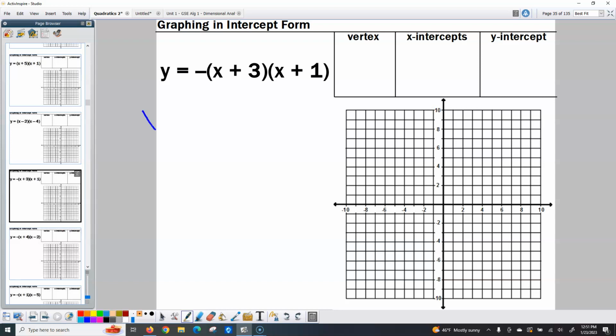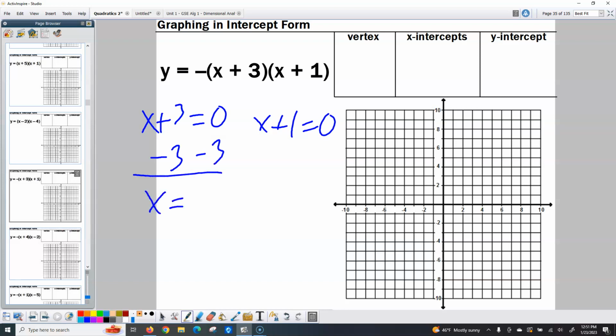So I'll have x plus 3 equals 0 or x plus 1 equals 0. I'll subtract the 3, and that'll give me x equals -3. I'll subtract 1, and that'll give me x equals -1. So those are my zeros. That helps me find my x-intercepts at -3 and -1. I know that my axis of symmetry will be right halfway in between there. So it looks like it's going to be at -2 right there. Cutting the graph in half, that would be at x equals -2.